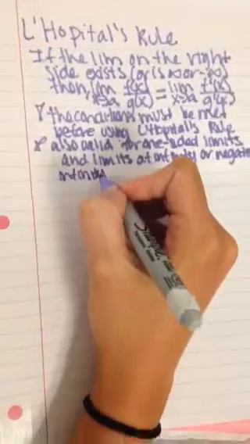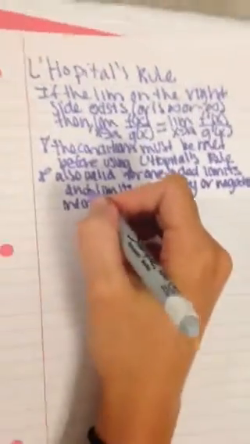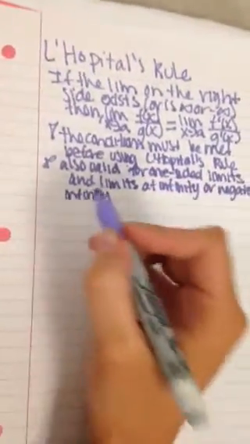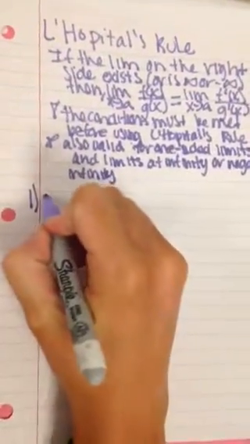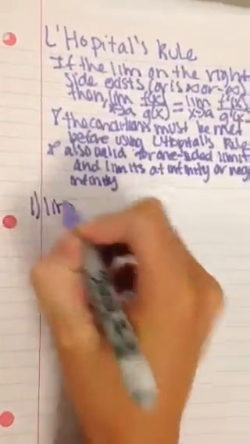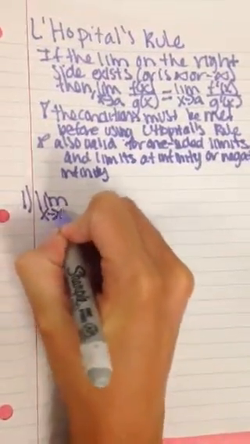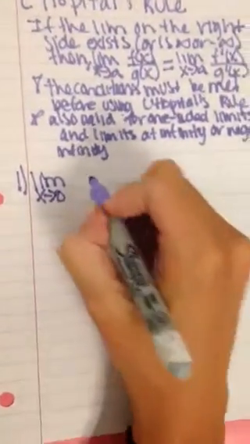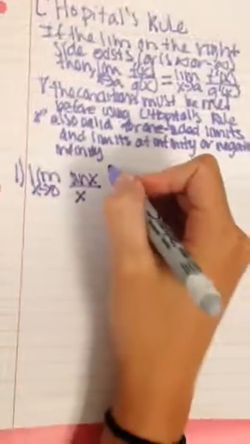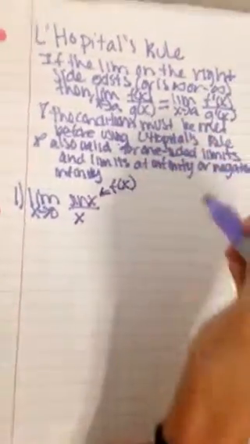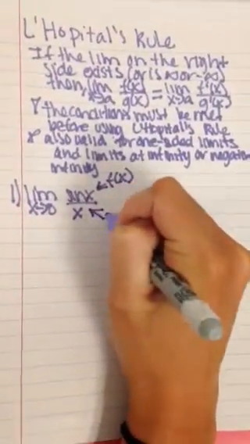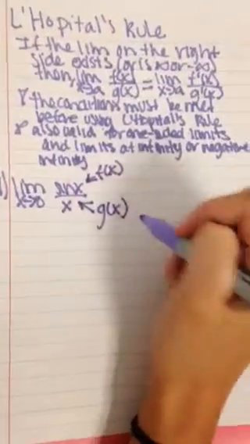Okay. So those are the rules before solving with L'Hopital's rule. So let's do an example. The first example is the limit as x approaching 0, which is our a, of sine x over x. So sine x would be our f of x in this problem, and x would be our g of x.